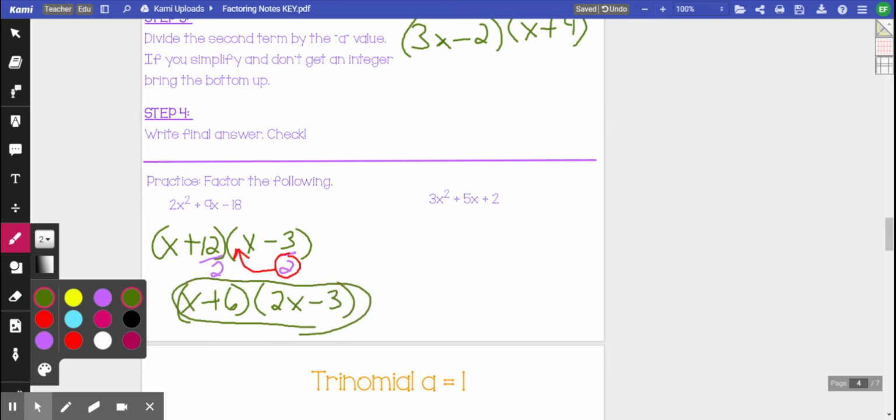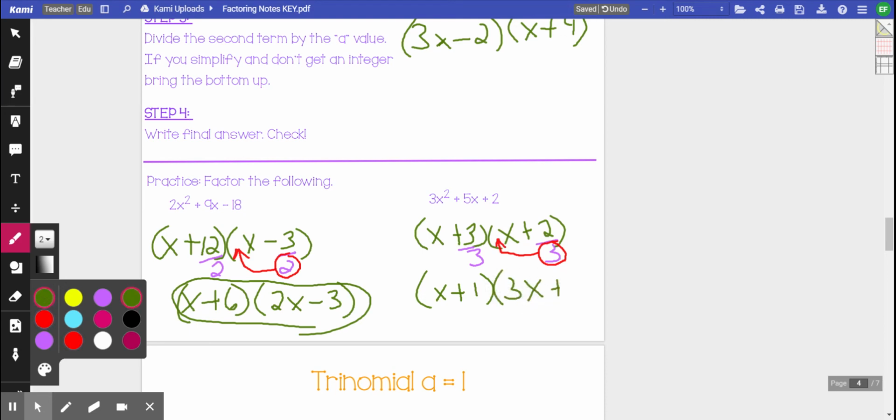Doing it one more time. I can set up my parentheses. I know x is in the first spot. The factors of 6 that add up to 5 are going to be 3 and 2. I'm going to divide those second terms by the a value. When I do that, I get an x plus 1. But it doesn't work out to be an integer in the second set. So I'm going to again bring that up in front and make my final answer here, 3x plus 2.